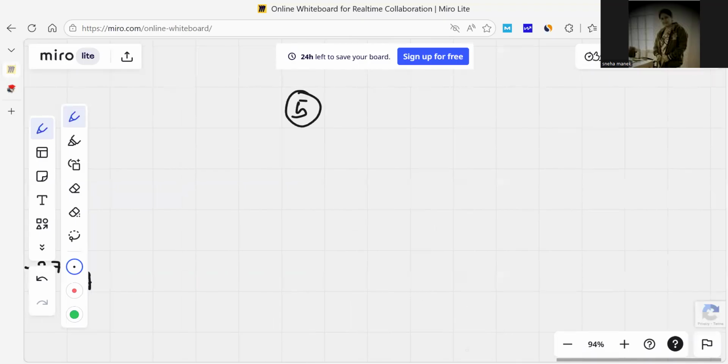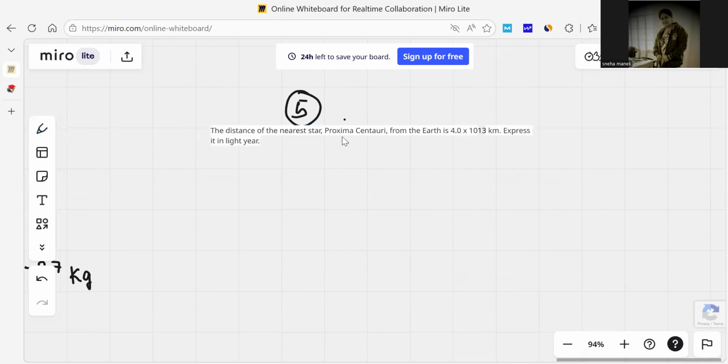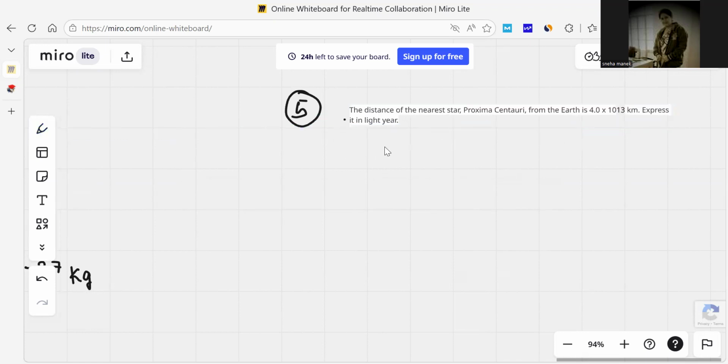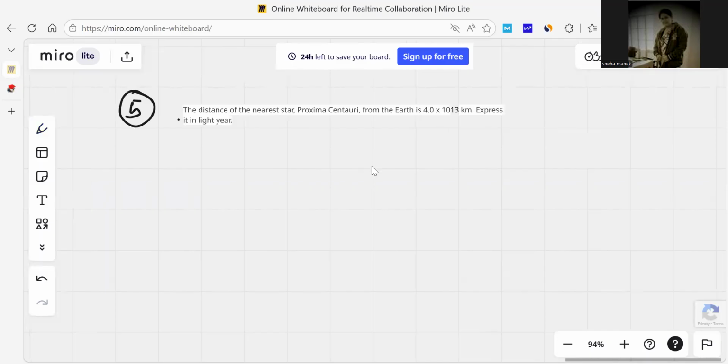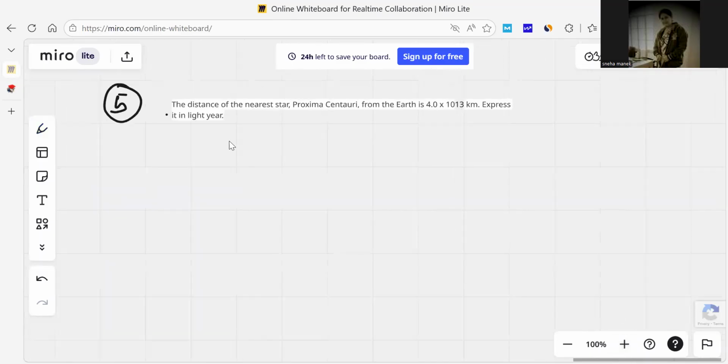And as much as I can see the question from another side, let me just copy and paste it so that it will help. Yes, I think this is the question. The distance of the nearest star Proxima Centauri from the Earth is this. Express it in light years. So the distance is given in kilometers. We can solve it in this way.